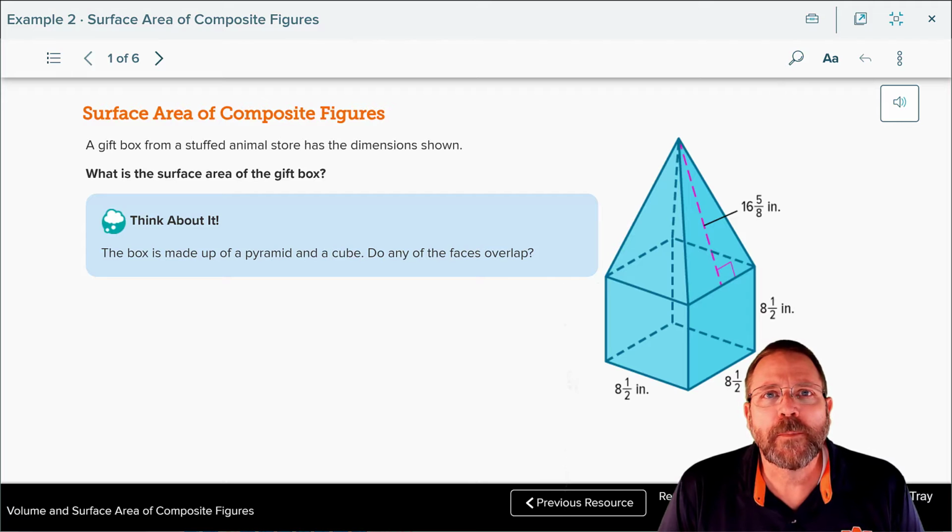Welcome back to what's going to be the last video of Module 9. This is Part 2 of Lesson 6, where we continue our study of volume and surface area of composite figures.